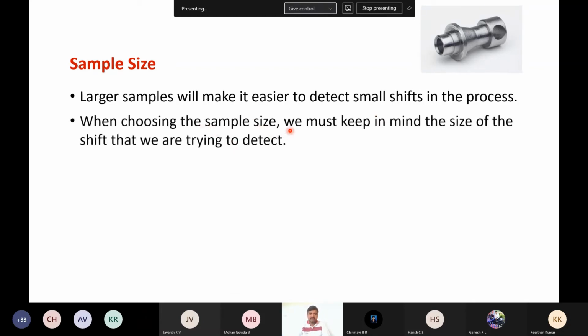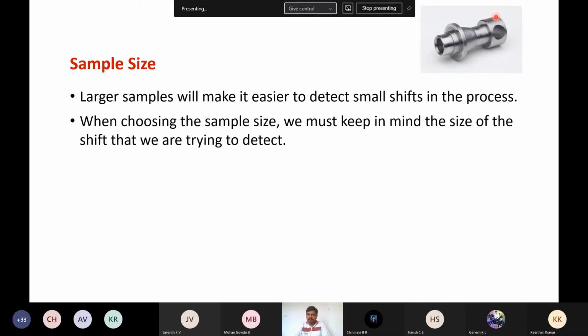When choosing the sample size, we must keep in mind the size of the shift that we are trying to detect. If you want to find a large shift, that means a large deviation, then we can go for a small sample size. Suppose you are manufacturing a cylindrical component having 18 mm diameter, like this section.